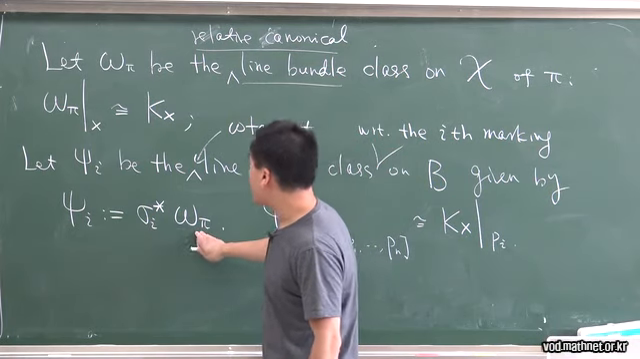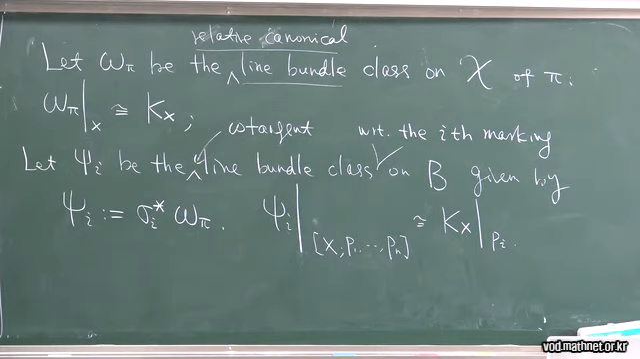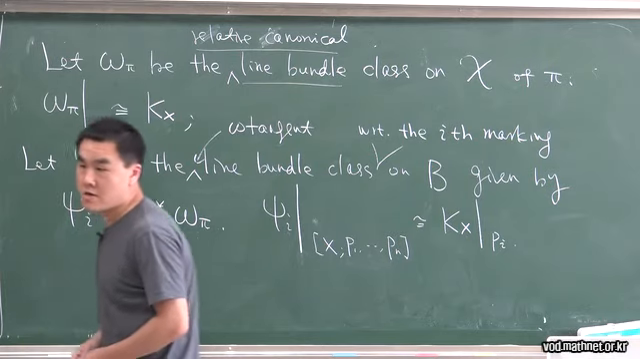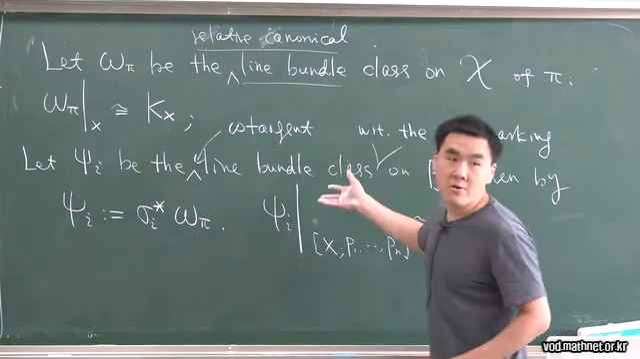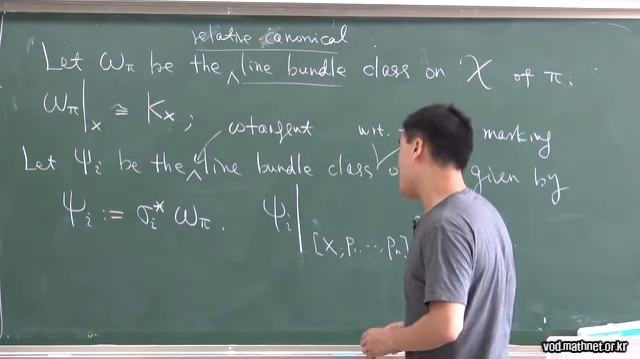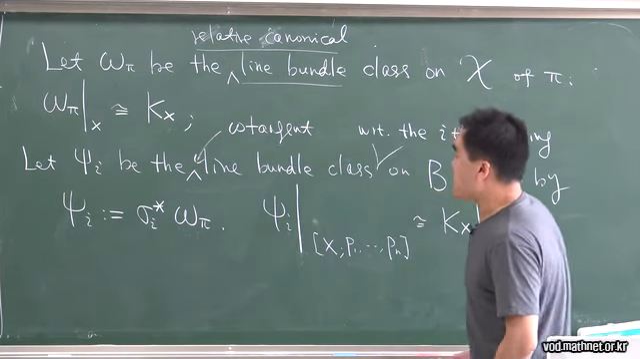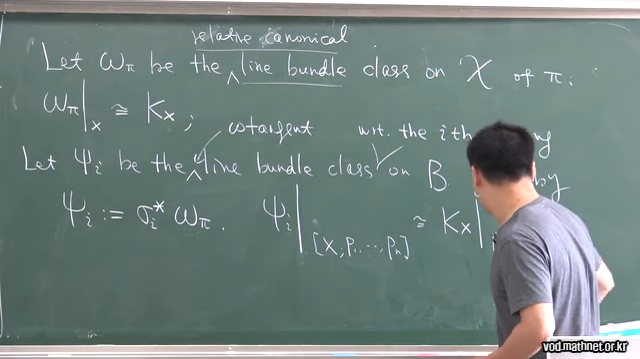Because omega pi restricted to each fiber is the canonical line bundle, now I further restrict to the ith section, which is just the marked point Pi. So that tells me psi i is really the fiber over this point, the cotangent line space associated to the ith marking. So these are some formal definitions, but there's one important thing. Let's leave the definition here, and when I use it, I'll let you know.